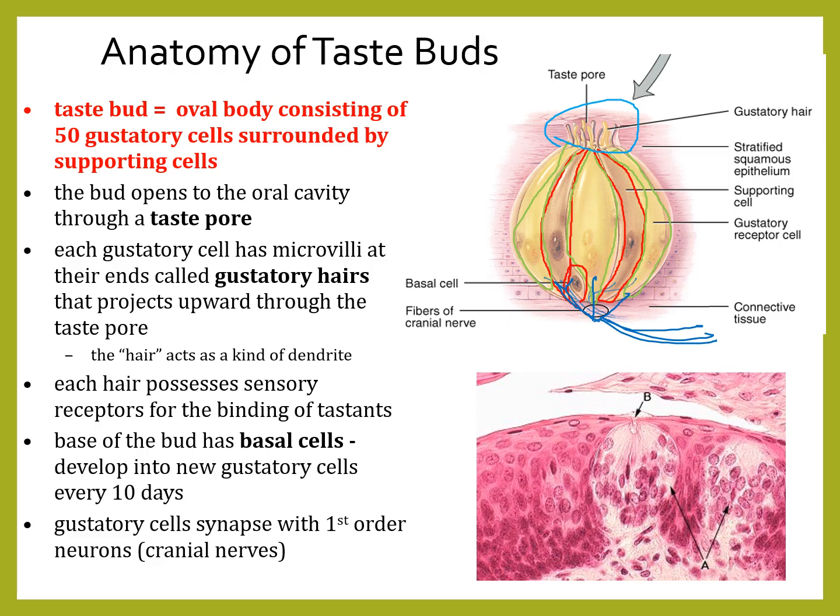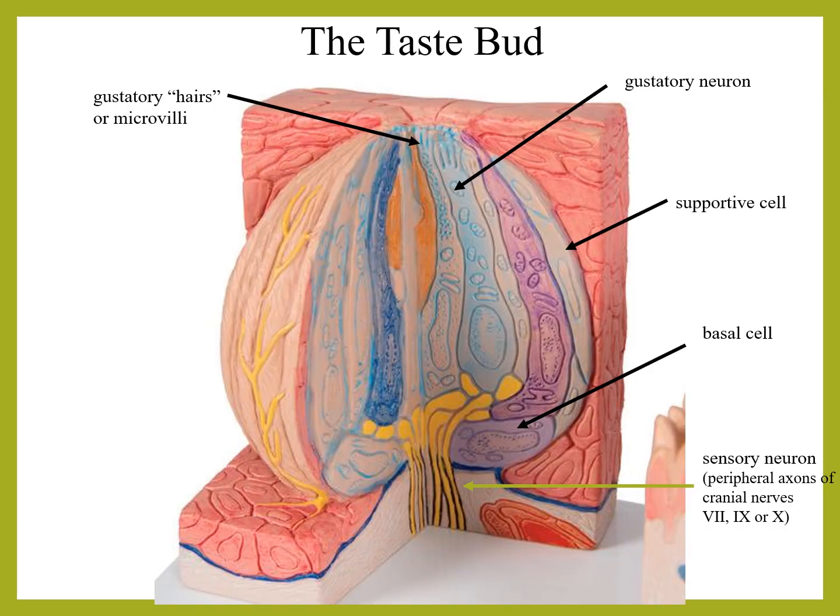And these axons are clustered together to form what we call the cranial nerves. And these cranial nerves, I believe it's 9, 11, and 12, are the 3 cranial nerves that supply the taste buds in our oral cavity. Oh, I was so close. The cranial nerves are 7, 9, and 10. I wasn't anywhere near close to it, was I?